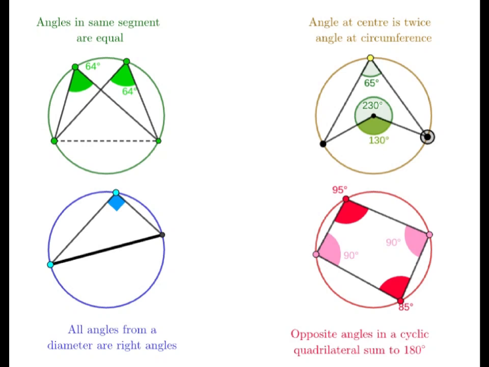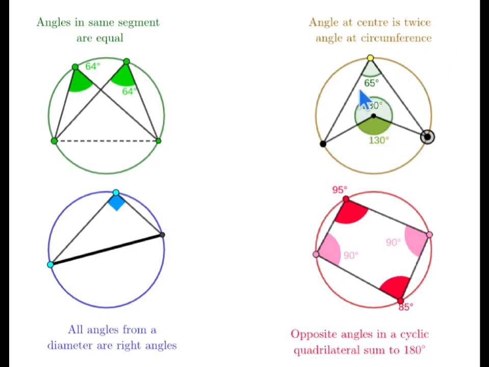There are 8 circle theorems in total, but today I only want to talk about 4 of them. And the first one I want to talk about is in the top right hand corner of my diagram, and it says that the angle at the centre is twice the angle at the circumference. So what does that mean?